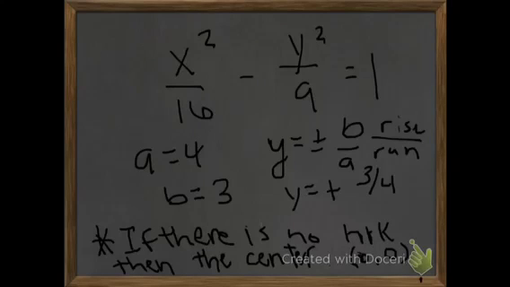Okay, here is the equation we're going to work on. It is x² over 16 minus y² over 9. If there is no h and k, then the center is going to be (0, 0). So a is equal to 4 and b is equal to 3, because a² is equal to 16 and b² is equal to 9. The y is plus or minus b over a, which is rise over run, and in this case it's going to be y equal to plus or minus 3 over 4.